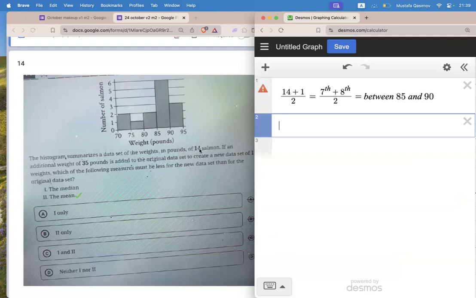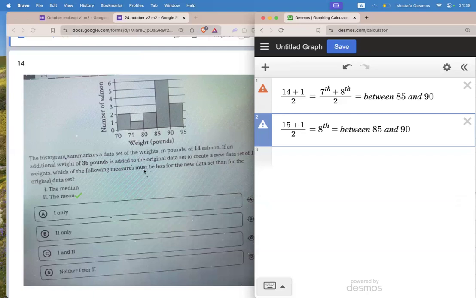When we add 35 here, we will have 15 values, so it will be 15 plus 1 divided by 2, which is 8. So 8 is here: 1, 2, 3, 4, 5, 6, 7, 8. It's also between 85 and 90. So from here we can say that the median may decrease, it could decrease, but because the question says must, it is not correct. But if it says may, then the first one will also be correct.